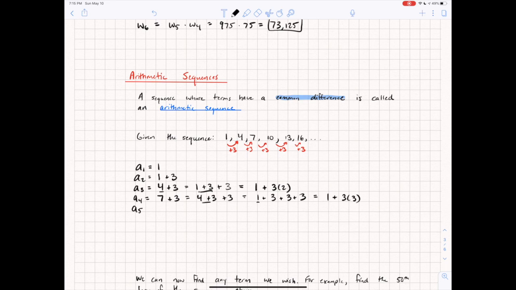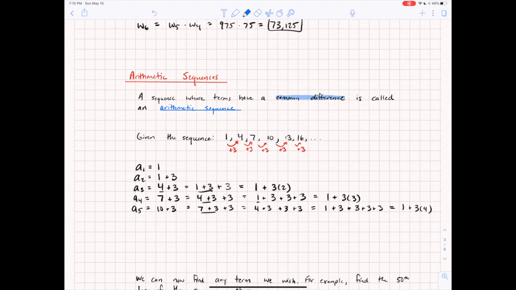So when I do the fifth term, this was 10 plus 3. Well, we got the 10 from doing 7 plus 3. There's the 10. Well, how did we get the 7? By doing 4 plus 3. And the 4 was gained by doing 1 plus 3. So this means I can represent that fifth term there as 1 plus 3 times 4.